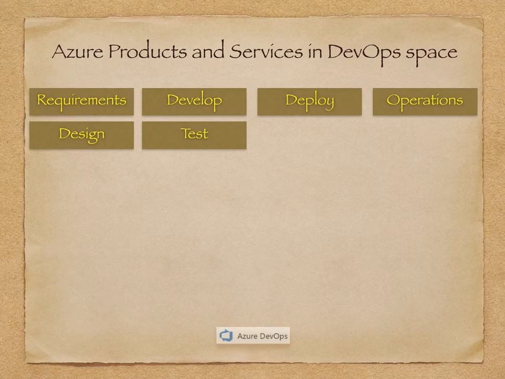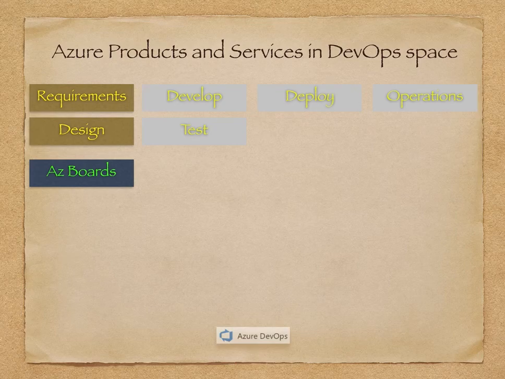Almost all the products and services that Azure has to offer in the DevOps space. First, let us start with the ideas and design stage. Azure has Azure Boards that can track and connect from idea to release. It can be used as Kanban boards or Scrum boards.